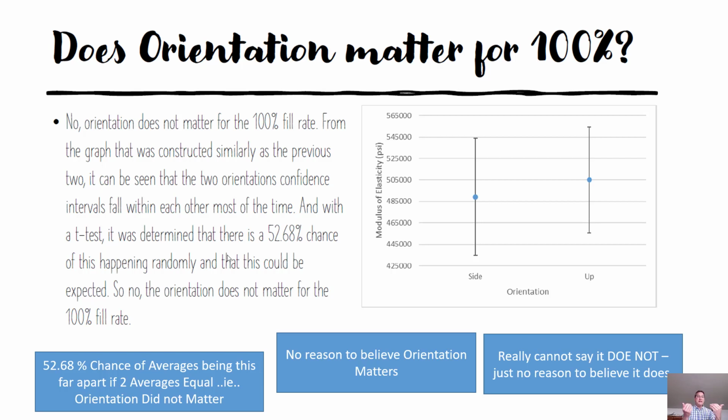See, accepting that null hypothesis is a weak thing. So, like I said, statistically all I can say is there's no reason to believe orientation matters, okay? So that's why I said on that one slide, not enough information. I'd probably say it a little differently: there's no reason to believe that it does matter.